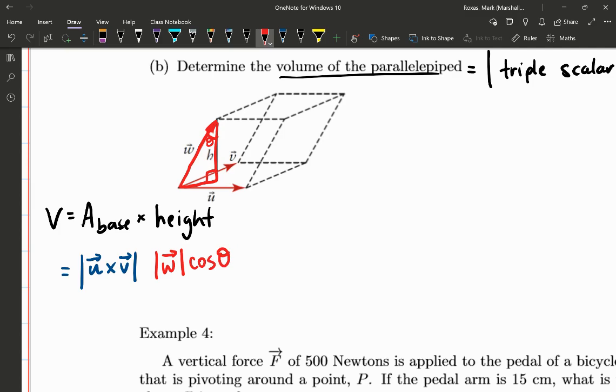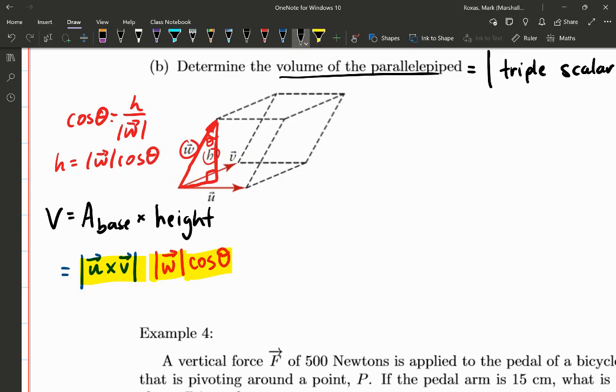Just to remind ourselves, cosine theta is equal to the adjacent side divided by the hypotenuse, so h divided by the magnitude of w. When we rearrange it, h is equal to the magnitude of w times cosine theta. So what we have here is a cross product, u cross v, that produces a vector, and that vector has a magnitude multiplied by another magnitude, w times cosine theta, and that's related to the dot product.